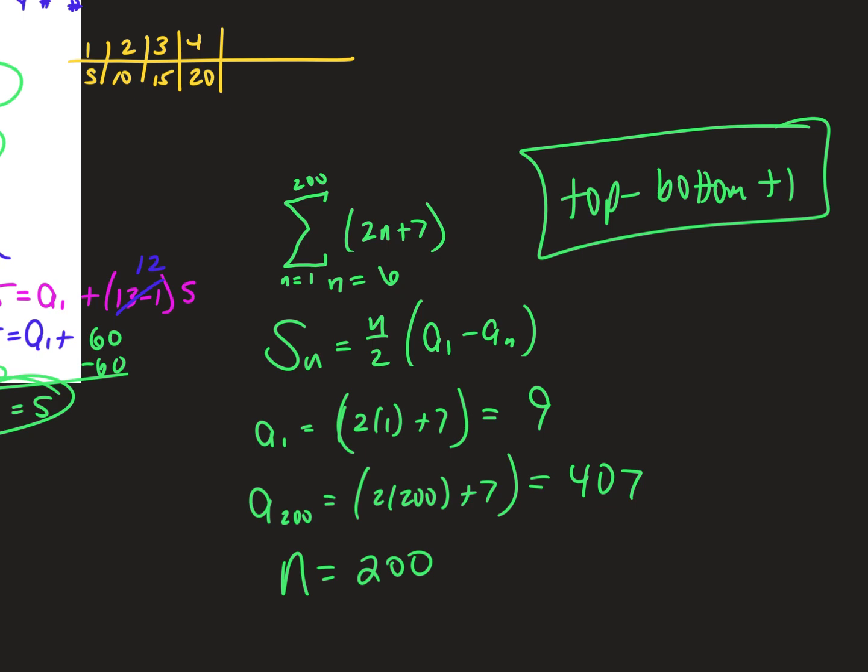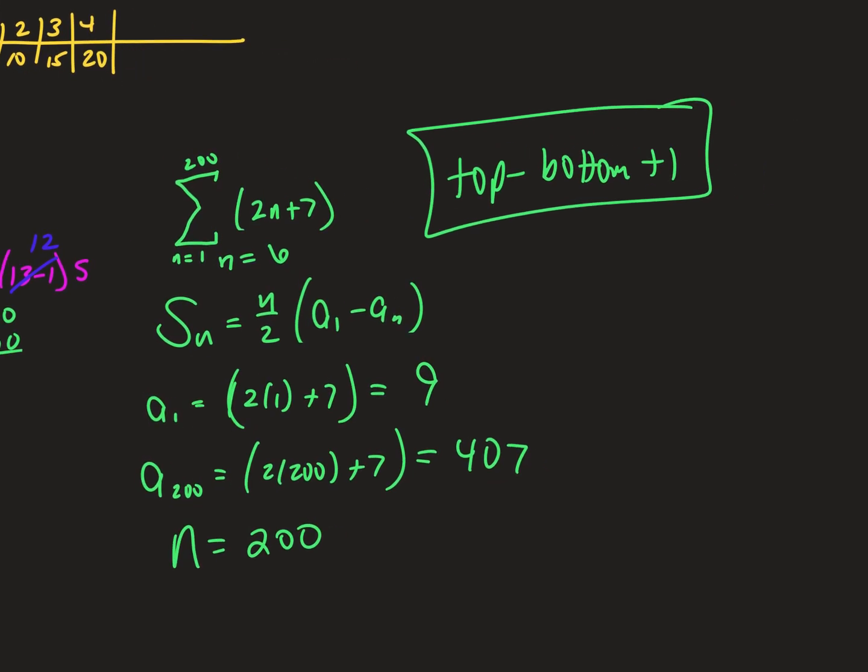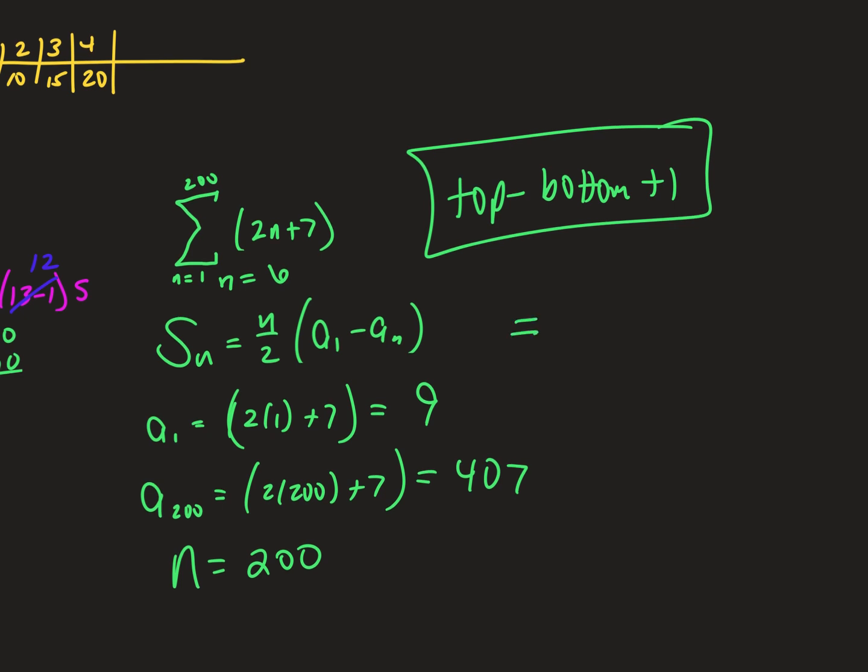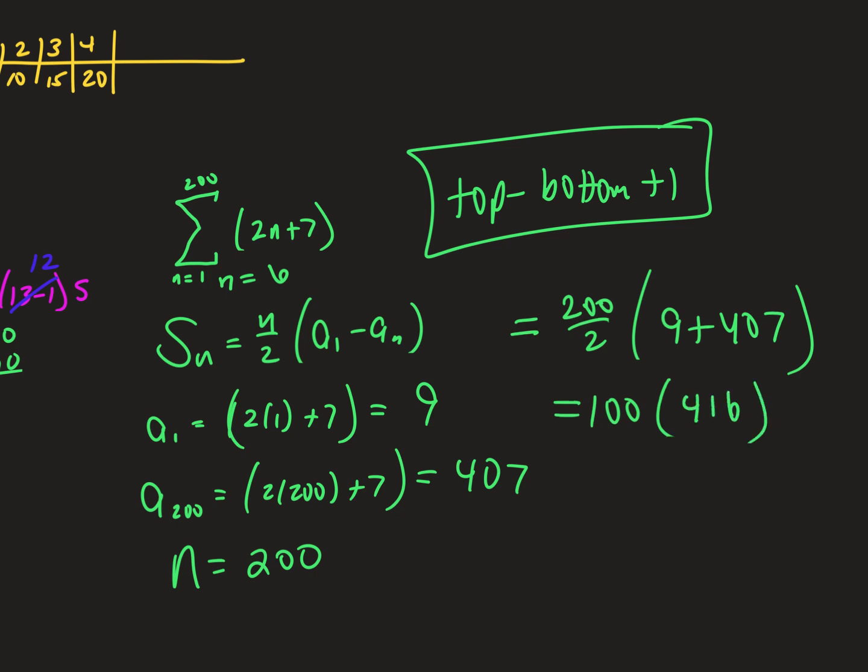If you were going to work this out, it would be 200 over 2 times 9 plus 407. So it'd be 100 times, what, 416? So the sum of the first 200 numbers of that thing I just made up was 41,600.